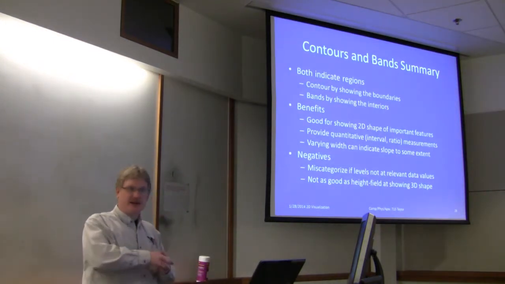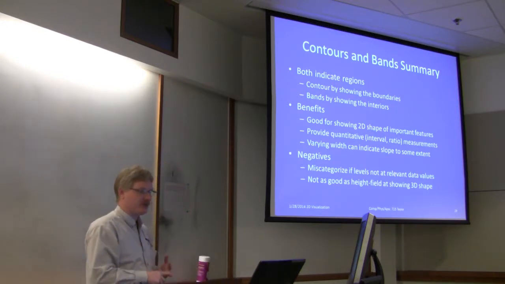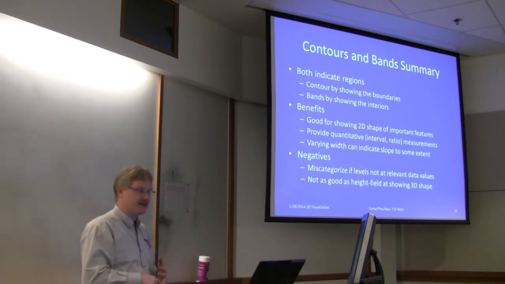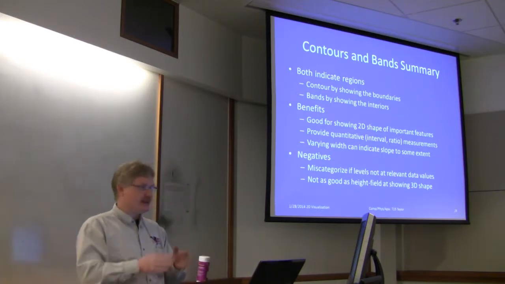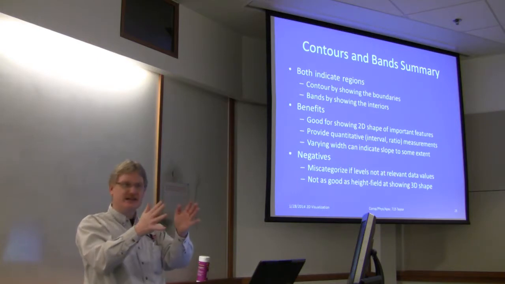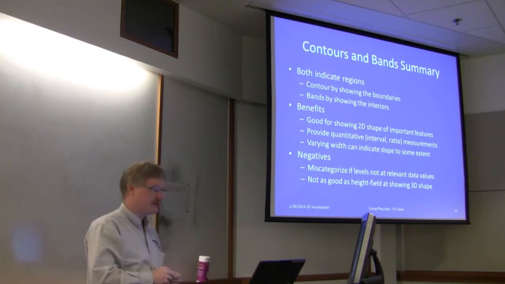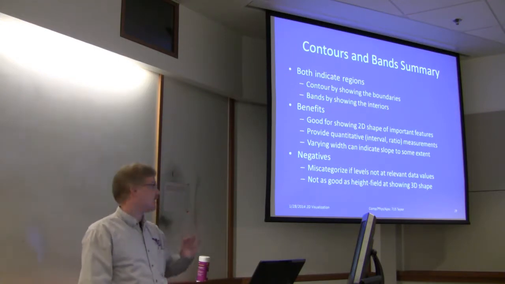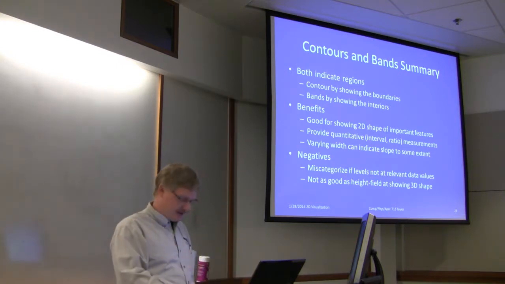All right, so contours and bands both show the boundaries of the regions you're looking at. They're good for the 2D shape of important features, like here's the water line. They give you quantitative interval and ratio measurements, which we didn't get from color maps. As you look at the contours, when they get closer together, you know it's a steeper, higher gradient magnitude. As they get further apart, you can estimate slope from these. Not just value, but actually slope, or certainly relative slope. If you put the levels at some ridiculous level, you can get an interesting feature that's not relevant, and it's not as good as height for showing 3D shape, and we'll see that next.